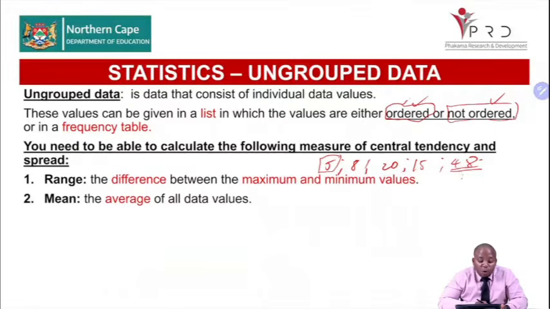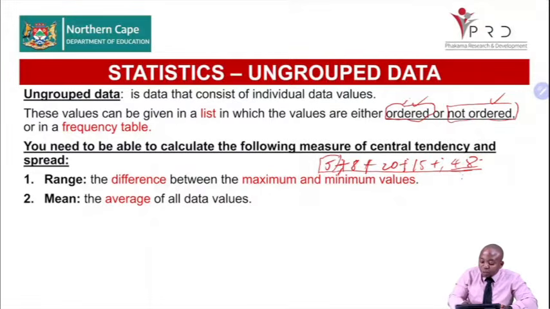Number 2, we are going to focus on the mean. So for ungrouped data, you must be able to find the mean, which is the average of all data values. So with regards to the mean, we are saying add 5 plus 8 plus 20 plus 15 plus 48. Then to find this average, you are going to divide by the number of these data values. These are 1, 2, 3, 4, 5. So we are going to divide by 5. So for the mean, when we are looking at the average, you add all the data values, and we are going to divide by the number of data values that I am working with.